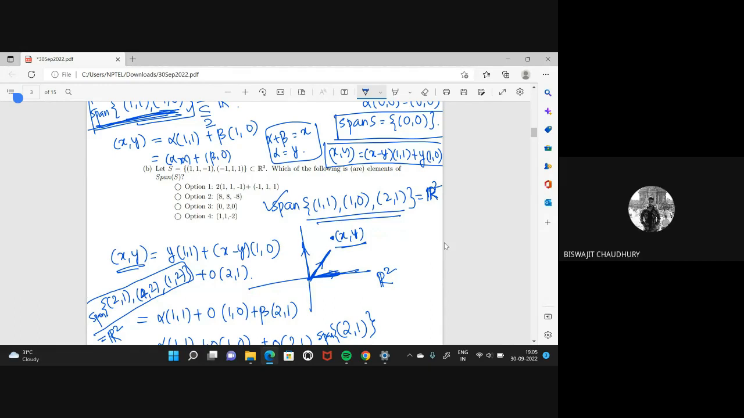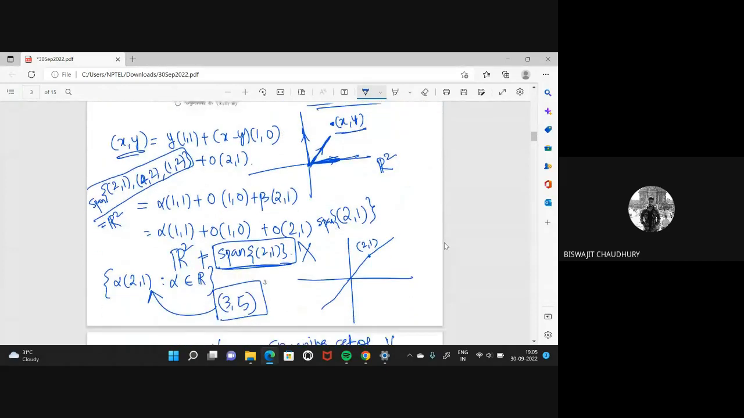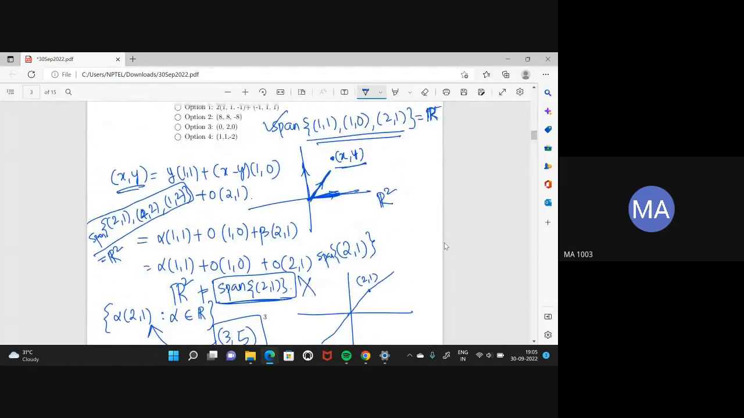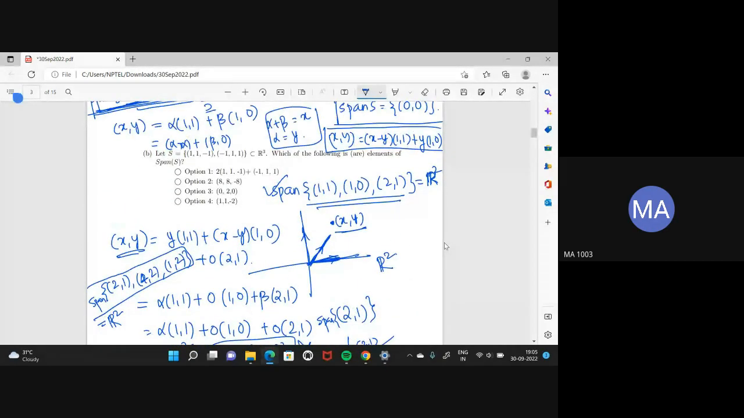And ma'am, how do you know that span of something is R2? I mean, span of this set? So, just by looking at those vectors? Just by looking you want to know, or mathematically?